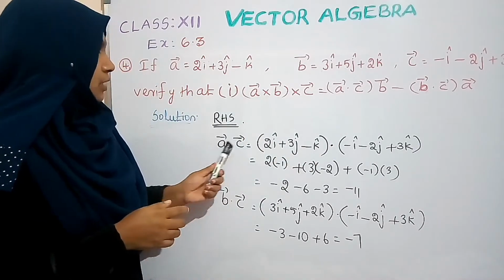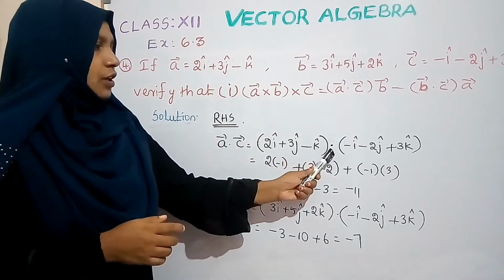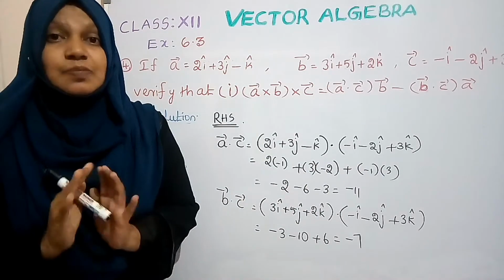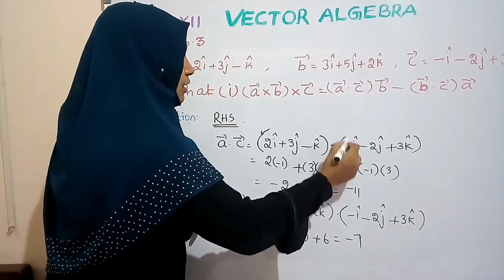So how will you do A vector dot C vector? Collect A vector and substitute here, dot, and then write C vector. How to find the dot product? Just multiply the coefficients. See here, it is 2 and minus 1.